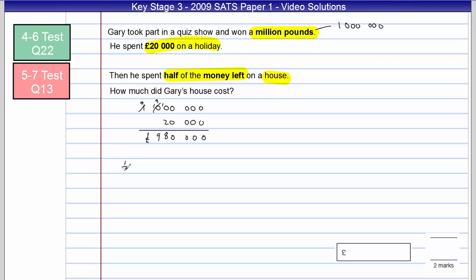So we need to figure out half of 980,000. Finding half of something is the same as dividing by 2. So I could do 2's into 980,000. 2's into 9 go 4 with 1 left over. 2's into 18 go 9. 2's into everything else go 0. So we get £490,000. And that's going to be the cost of Gary's house.